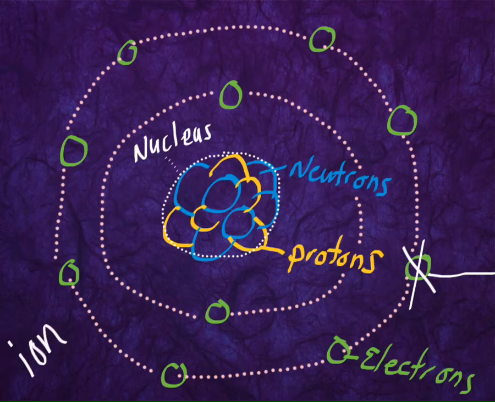Okay, when it's an atom, that means it's balanced. It has the perfect number of protons, the same number of protons and electrons. It is an atom. But when they leave, or if you gain another electron, then it is known as an ion.